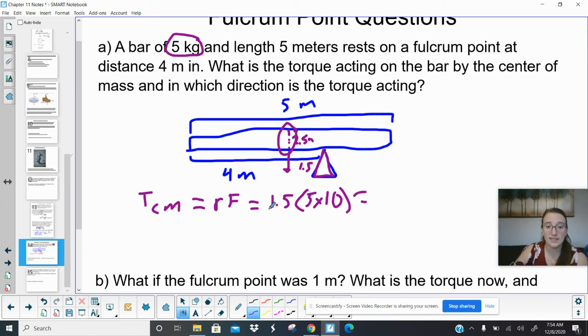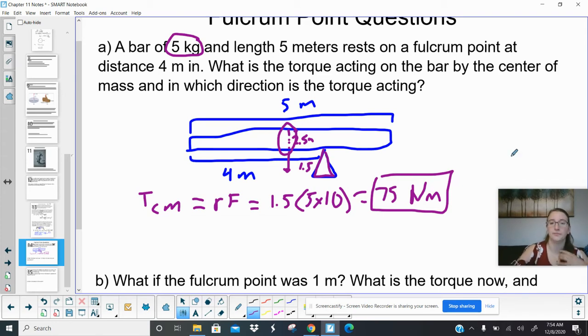So this is our torque. This is, again, the distance from the center of rotation point times 5 times 10. Let's see, it should be 75, right? 75. And again, this is a Newton meter. It's been a while since I've written those units down. Newtons for force, meters for radius. They call it a Newton meter. And there we go. That's the torque.